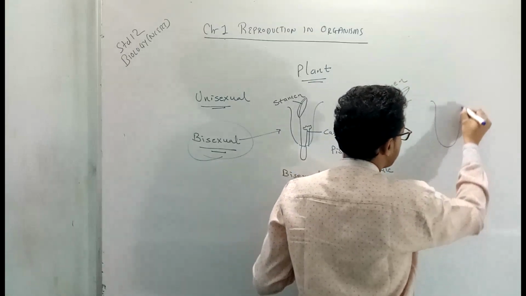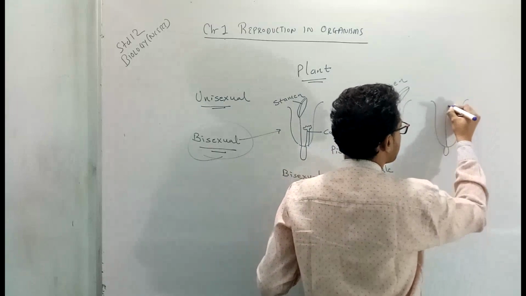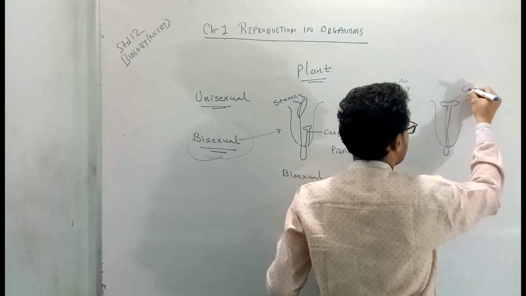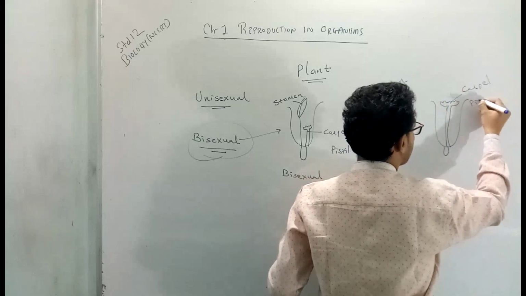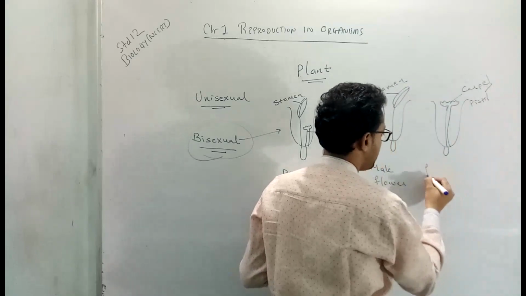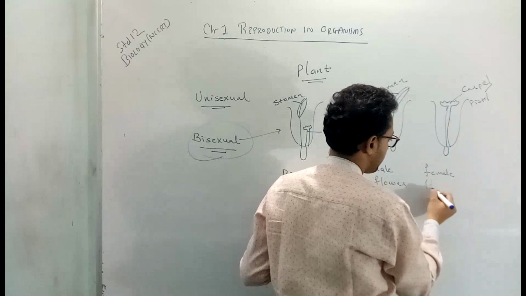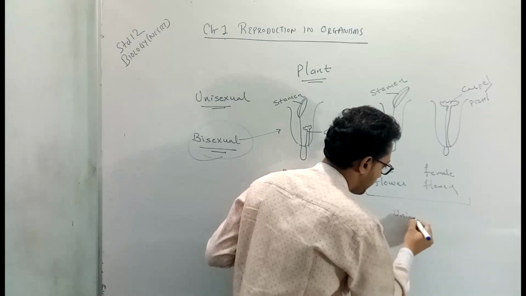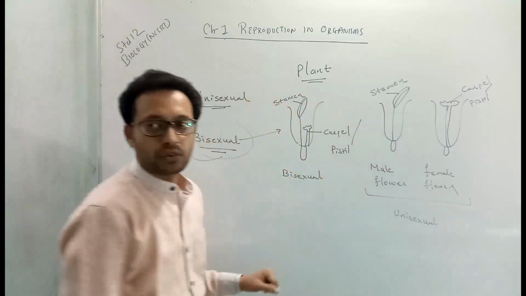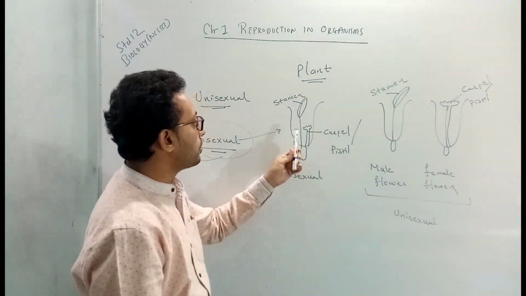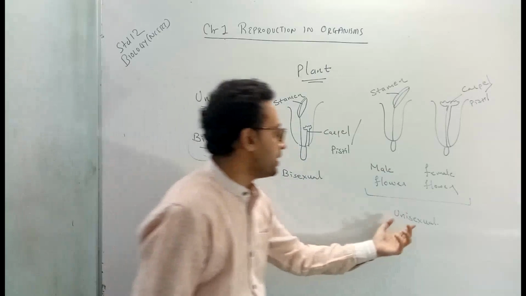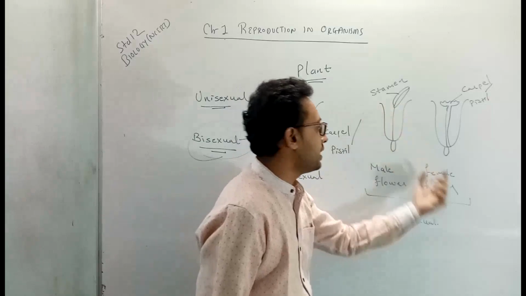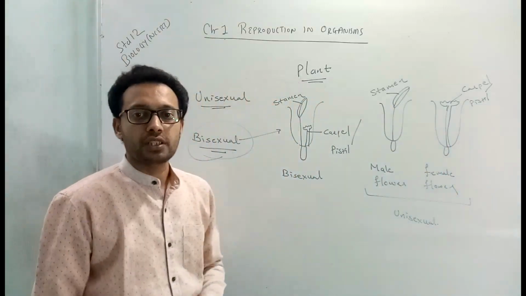Another example. It is a female flower. It possesses carpel or pistil. It is called a female flower. Clear? Such types of flowers are called unisexual flowers. So this is a bisexual flower, possessing both stamen and pistil in the same individual. Here it's a unisexual flower, that means the male flower possesses only the male reproductive organ, stamen, and the female flower possesses the female reproductive organ, the carpel.